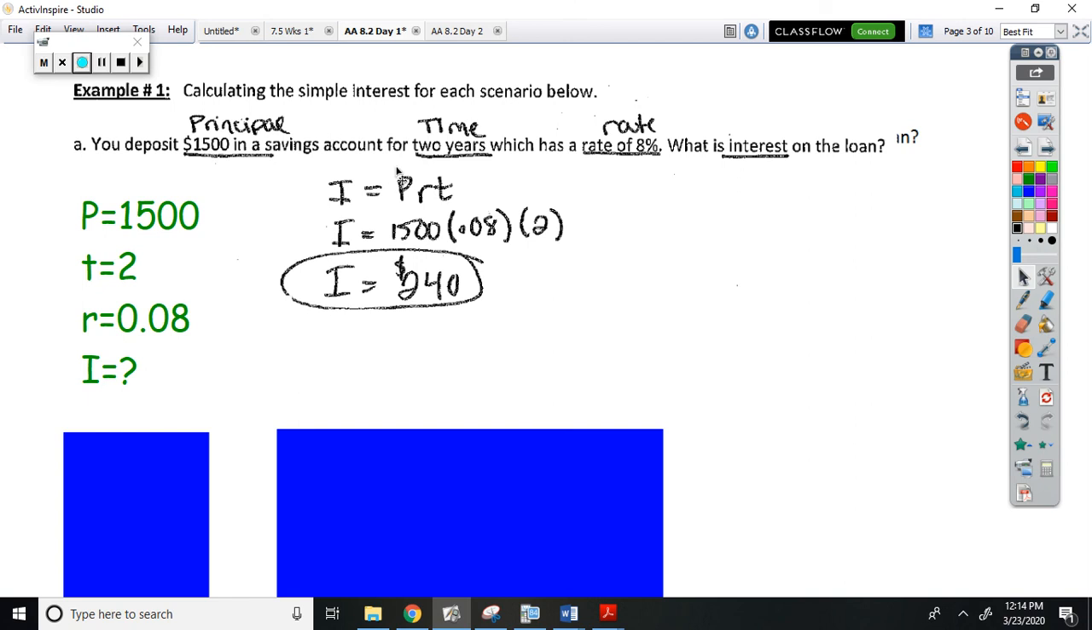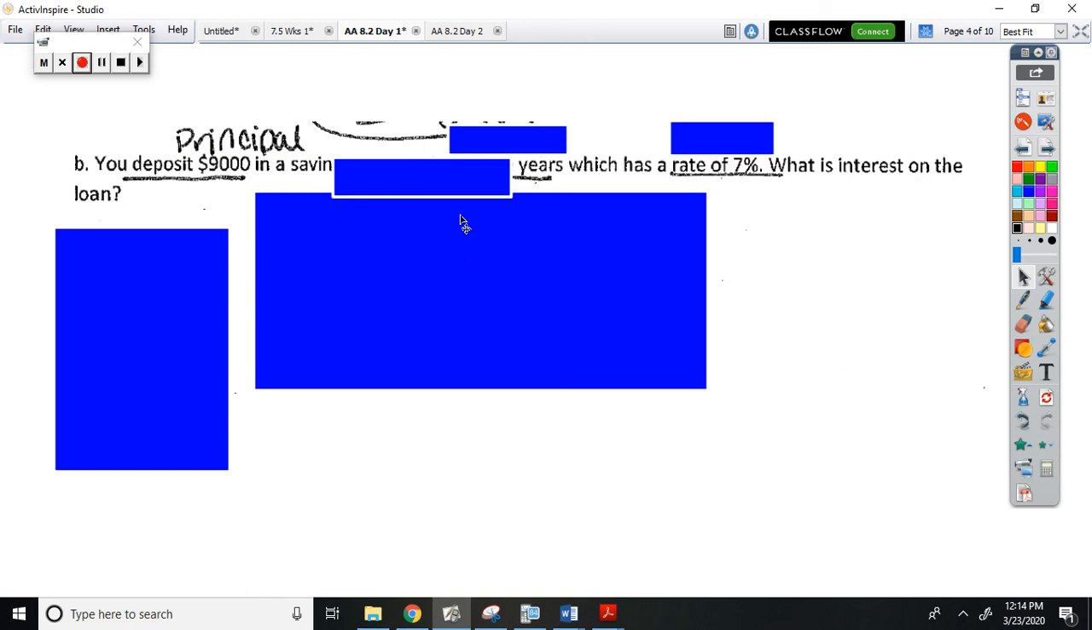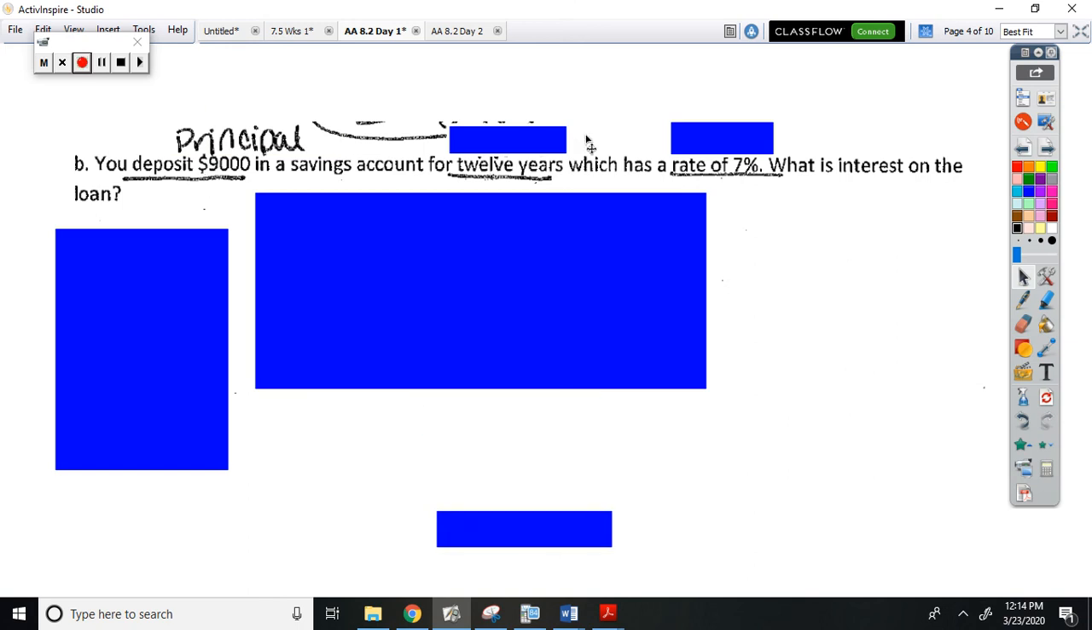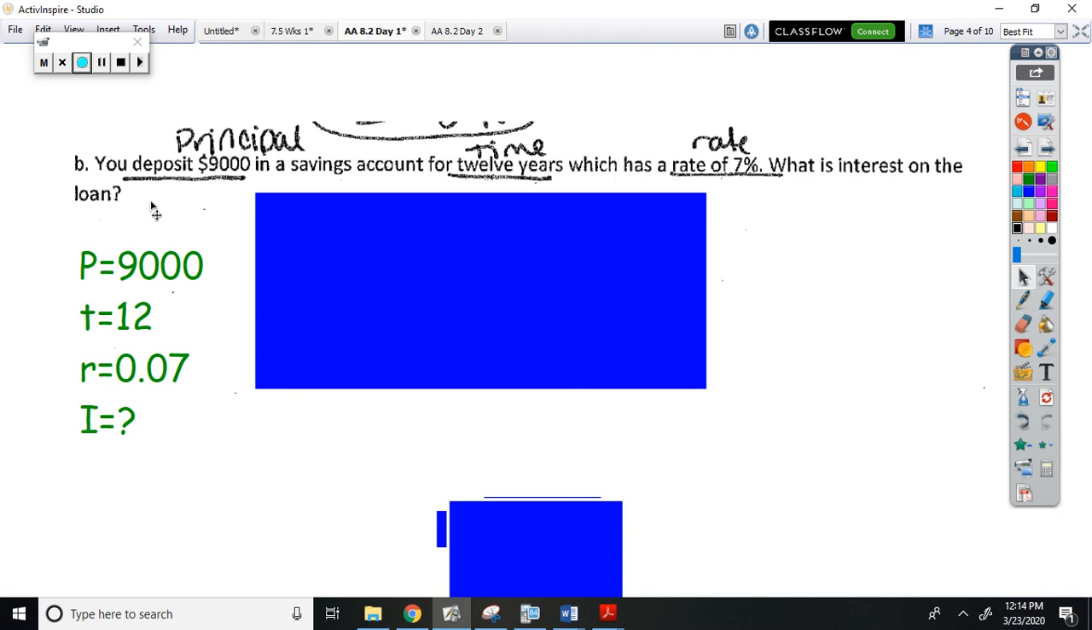Okay, now they're not all going to be this simple. Sometimes you'll have to use some algebra to solve for one of the missing variables. The next case, you deposit $9,000 in a savings account for 12 years, which has an interest rate of 7%. So again, we have our principal, what we deposit, our time in years, and our rate, which we will need to convert to a decimal. What is I? So this one is just as simple as the last one. See if you can try it on your own.